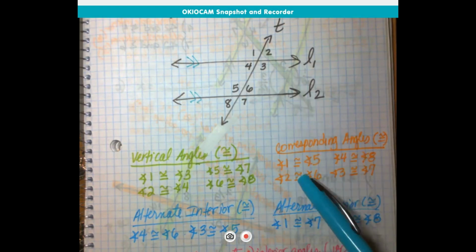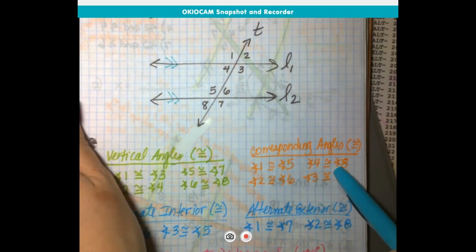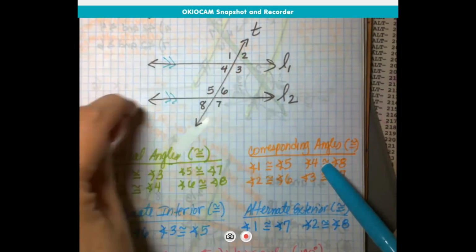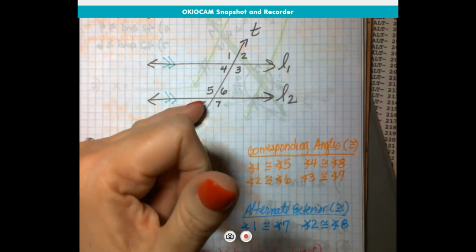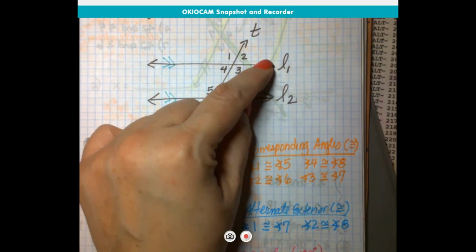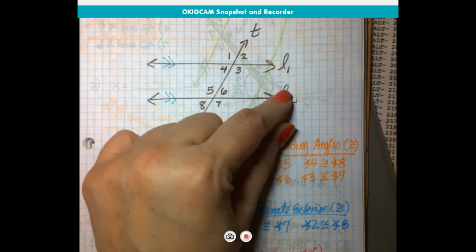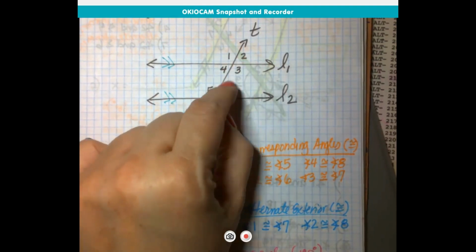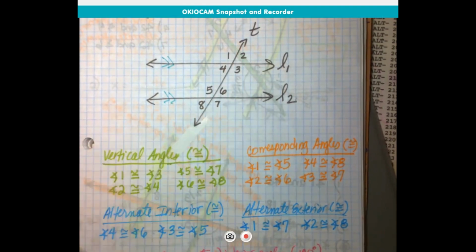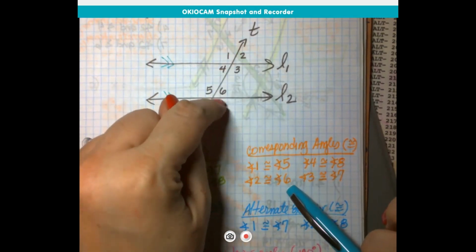Then we have some special angles. Let's see what are the special angles. We got corresponding angles. Corresponding angles means think of these parallel lines as streets in your community. Parallel streets. This house is in the top right corner of street L1. And this house is also on the top right corner, but on street 2. They correspond to the same position, but in different streets. So I want you to remember it that way, right? Correspond to the same position, but in different streets.